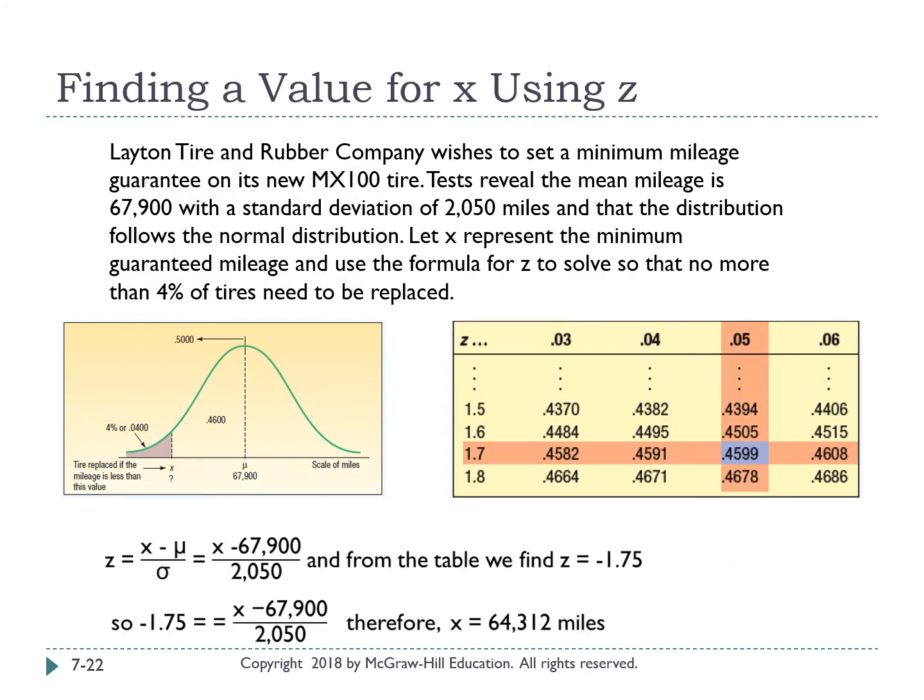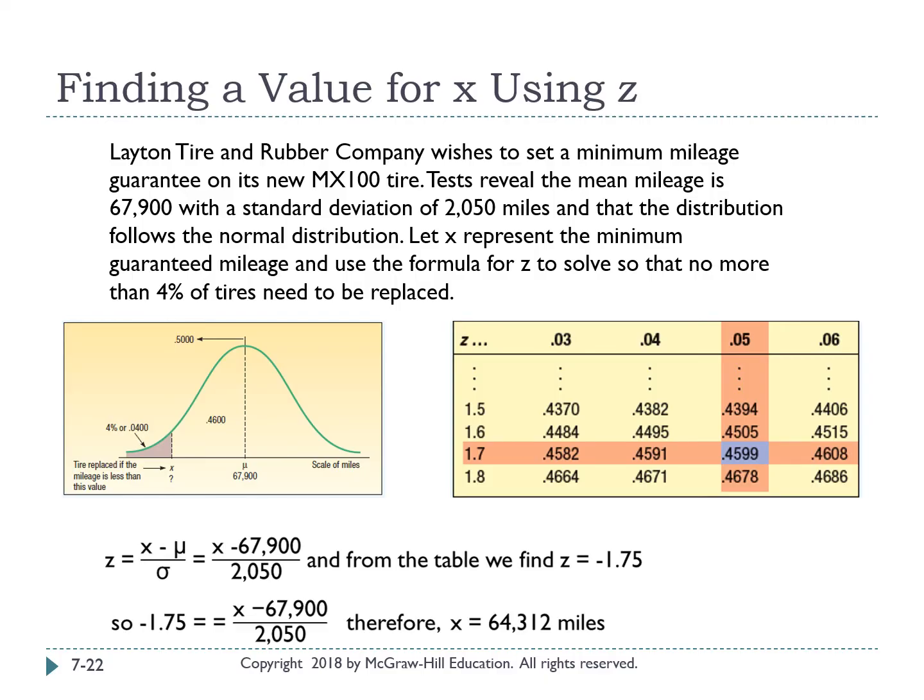Finding a value for your x using z value. So normally your x value will be given in the question. However, in this case, your x value is missing. So you have to use the formula of z to find the value of your x. So let's look at the question. Leighton Tire and Rubber Company wishes to set a minimum mileage guarantee on its new tire. Tests revealed that the mean mileage is about 67,000 with a standard deviation of 2,000 miles, and the distribution followed the normal distribution.